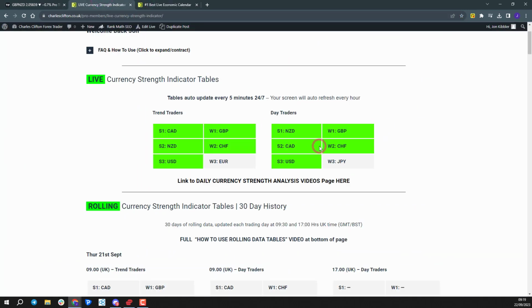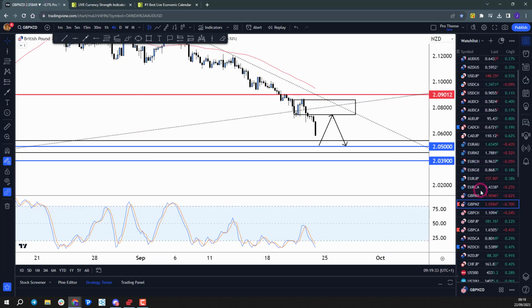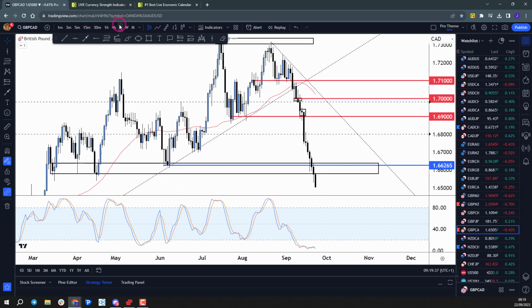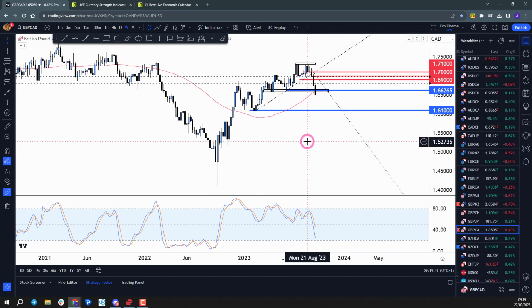Let's go back to our tables then. So pound CAD obviously as well, a nice market to look at. This is subject to the PMIs coming up, so do be aware that I'm talking about this a little bit ahead of a key event again. But everything's kind of pointing south for the pound at the moment.